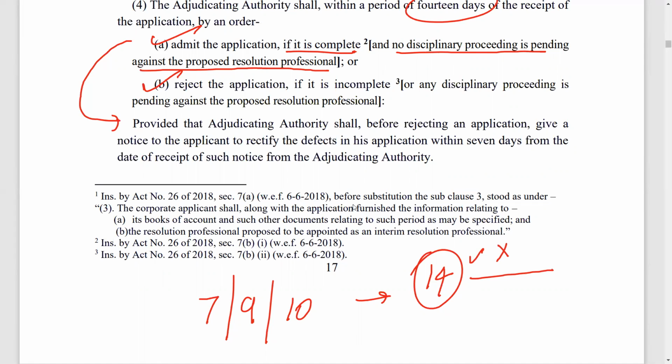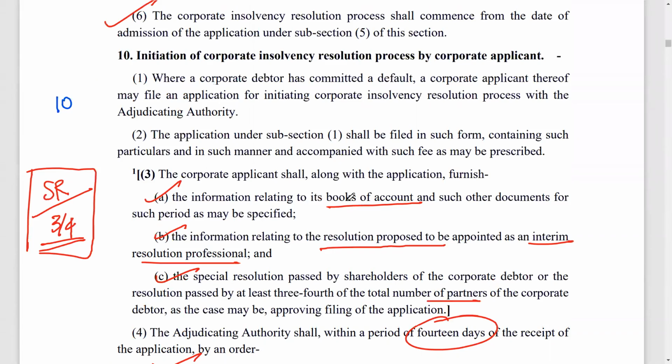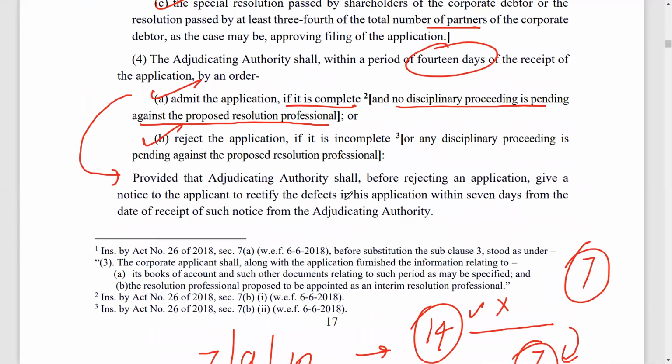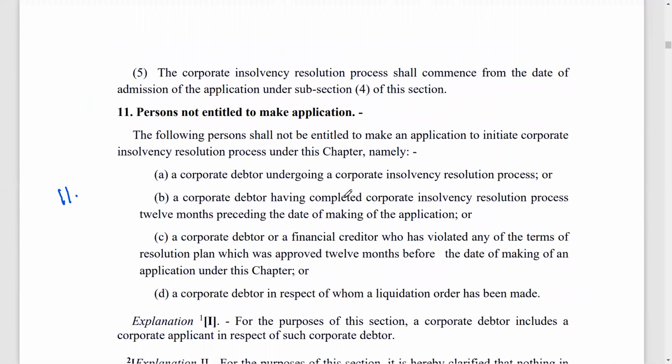Also, if there is a defect in the application, NCLT may give 7 days time to rectify the defect. Now, this 7 days time is optional for the NCLT. It is not mandatory on the NCLT. If NCLT deems fit, then NCLT may give the applicant 7 days time to resolve whatever defect is there in the application. So these are some of the common points when we talk about initiation of the CIRP against the corporate debtor.